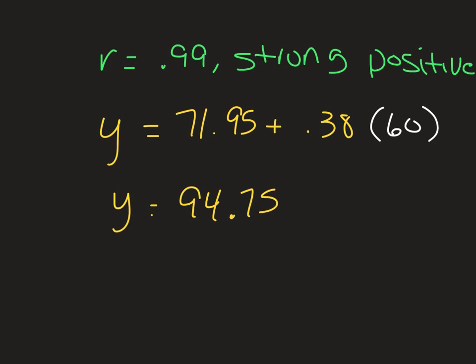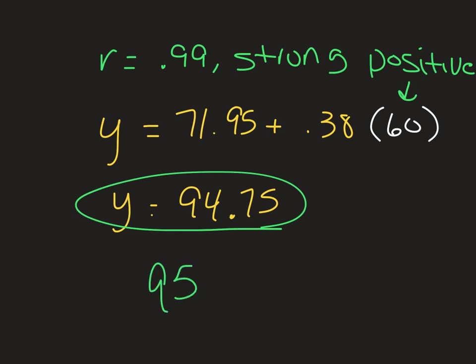Then the last part said use your equation from part A to make a prediction for 60 months. Remember, our x was the month, so I just plugged 60 in where the x used to be in the equation. I got that answer right there, 94.75. But because in the original table there were no decimals, I'm going to round that too and say, in 60 months, I would expect her to be 95 centimeters tall. And that's all you have to do.